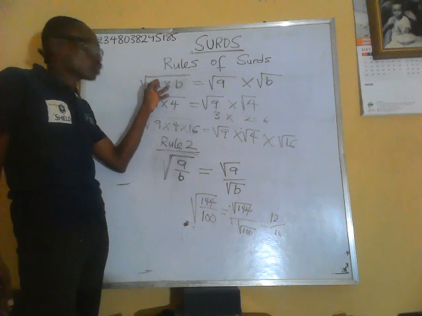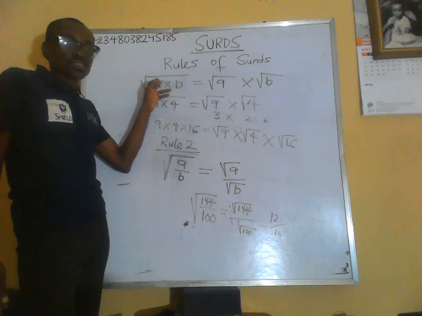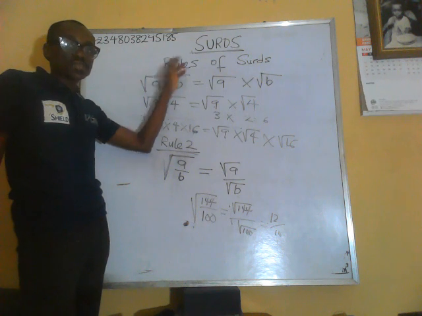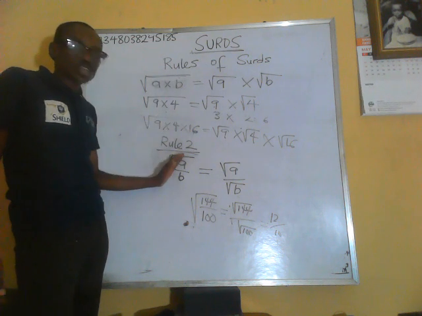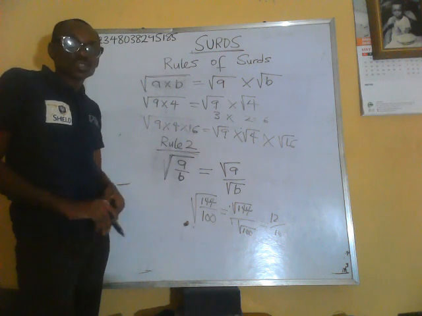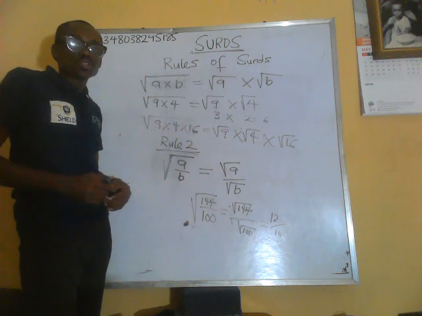So we have rule 1 and rule 2. Rule 1 has to do with multiplication under the same root, which can be split. Rule 2 has to do with division under the same root, which can also be separated. So we're going to move to our next rule.